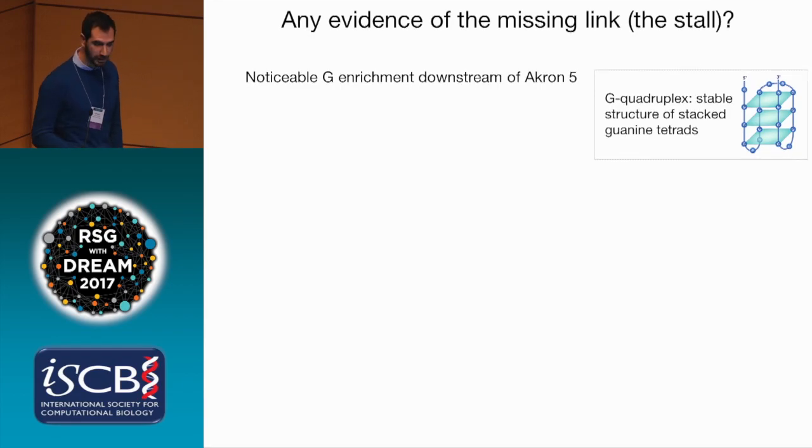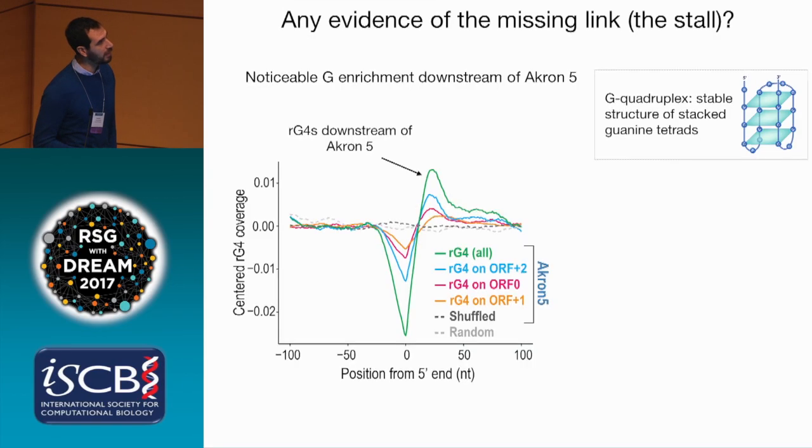So what we did is a genome-wide prediction of G quadruplex structures. And when we compare them with where we see the cuts, what we find is a very, very big enrichment of G quadruplexes immediately downstream of where we see the cut. And not only that, but RG4s that are located in open reading frame 2 have the strongest enrichment for cuts.